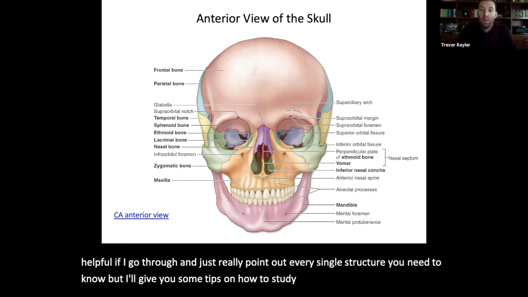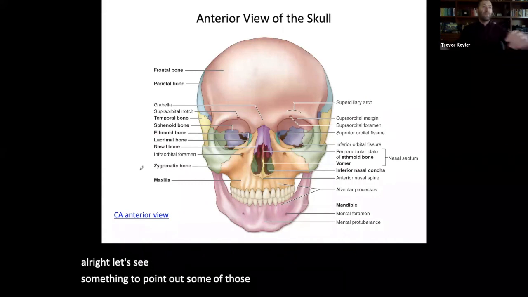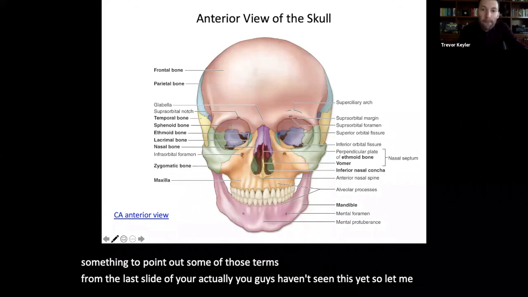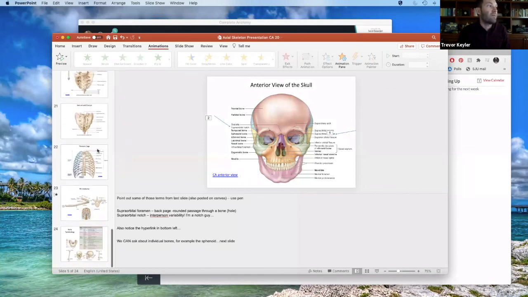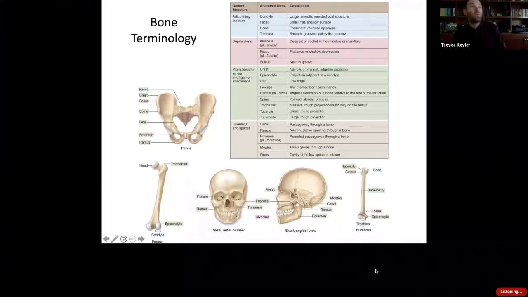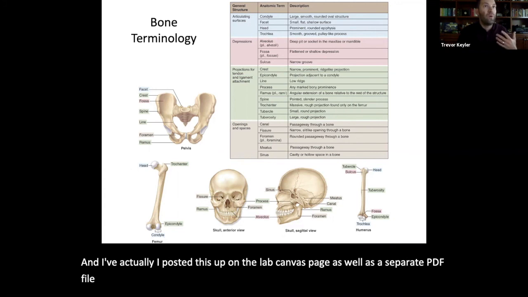All right, so I'm going to point out some of those terms from the last slide of your, oh, actually, you guys haven't seen this yet, so let me show you that. At the very last slide of this PowerPoint, which you can find on Canvas on the lab page, this is going to be particularly helpful. And here we have different bone terminology. And I posted this up on the lab Canvas page as well as a separate PDF file. And this is just going to help you with terminology associated with bones.